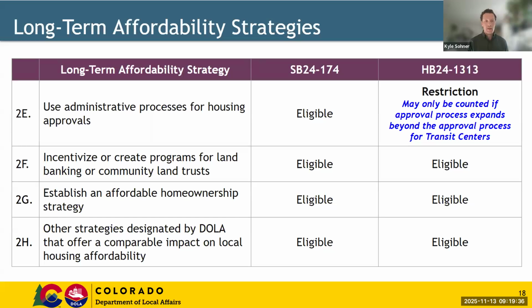Again, we see a restriction here with 2E, that administrative approval process that is also required within transit centers for parcels 5 acres or less. And so again, the law asks that that allowance be expanded beyond the transit center boundary to really make an impact and count toward a long-term affordability strategy.